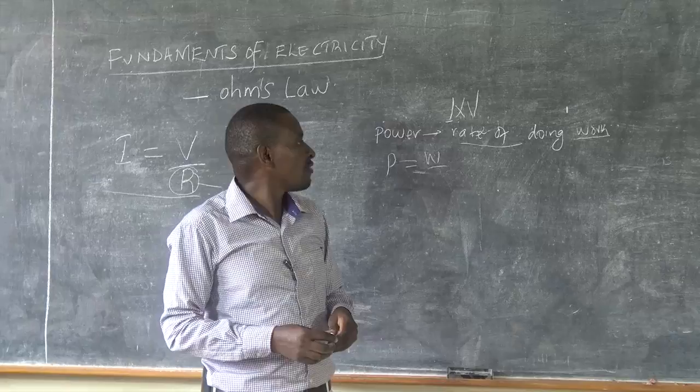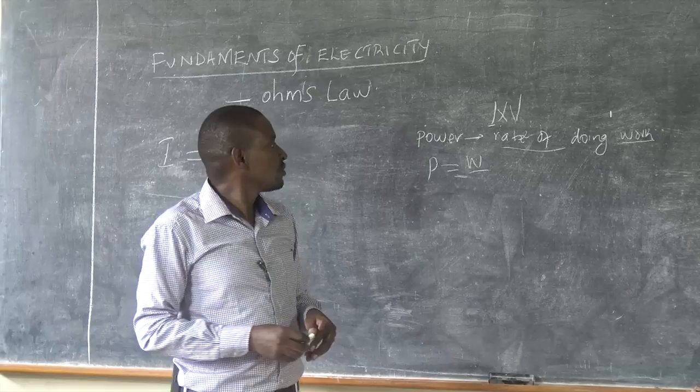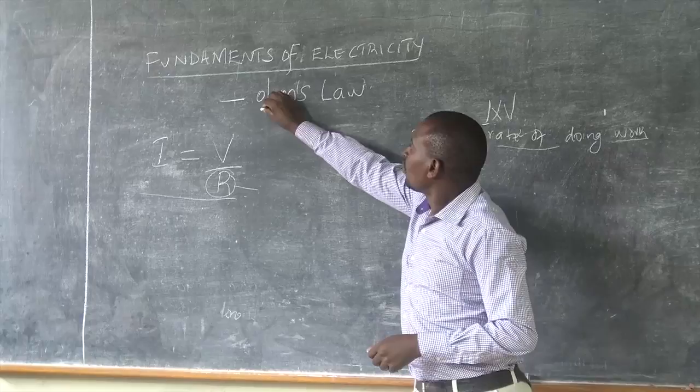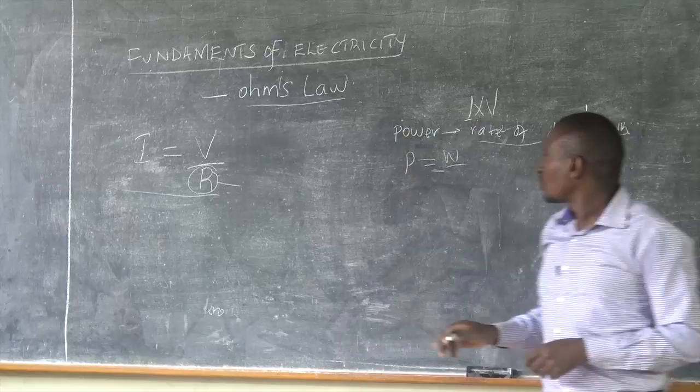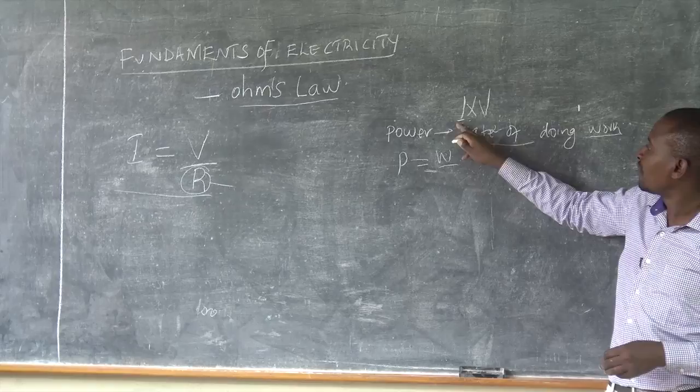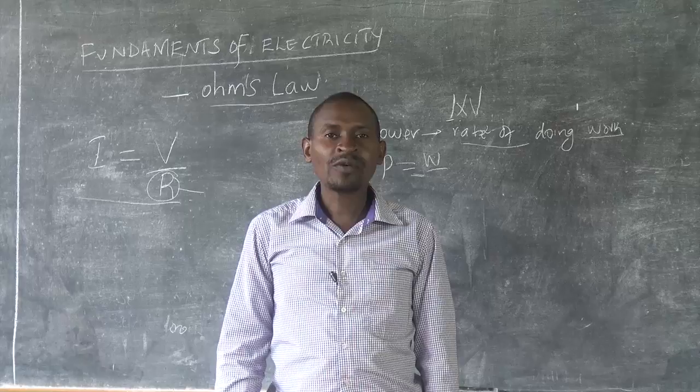For our conclusion, today we have seen about Ohm's law, and we have said Ohm's law gives us current is equal to voltage divided by resistance. And we have also seen that power is the rate of doing work, and it is given by current times voltage. Here we have come to the end of the lesson.